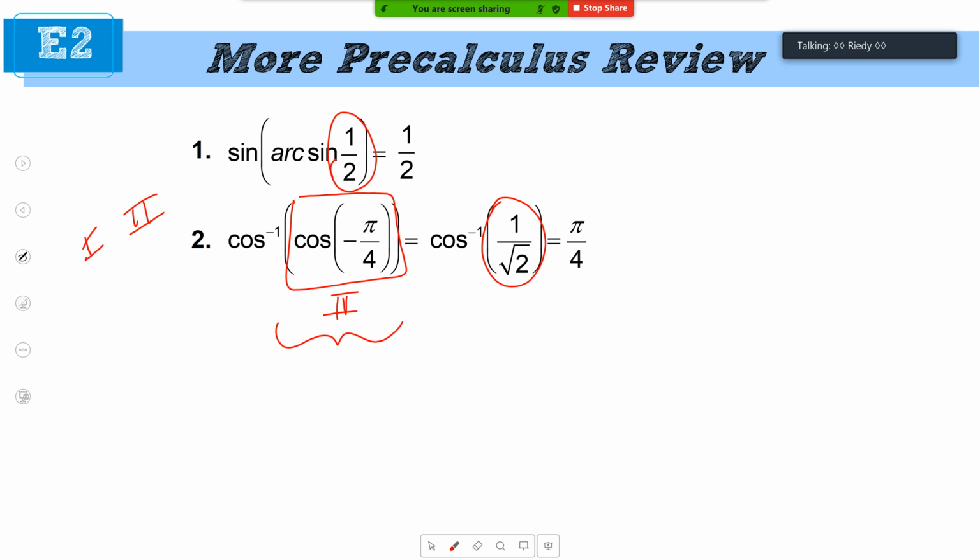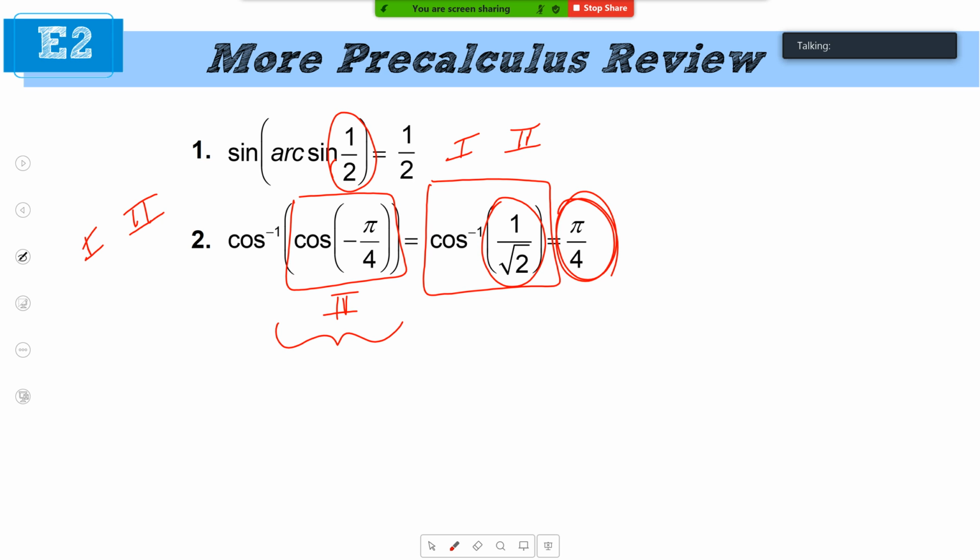Okay, so then the question becomes, in this part of it, where on the unit circle does the cosine give us a value of 1 over the square root of 2 based on that quadrant restriction of quadrant 1 and quadrant 2? And that happens at pi over 4.